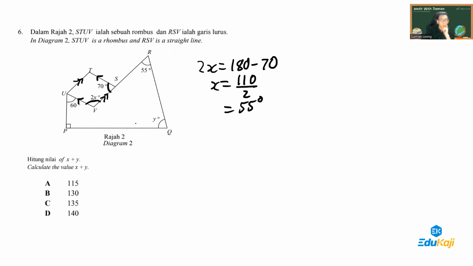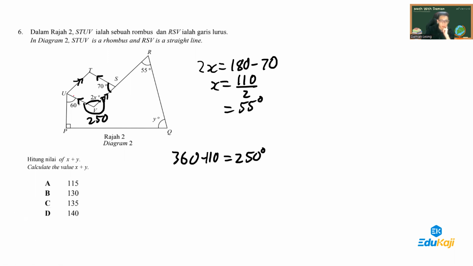So how do I find y? Since I know 2x is 110, I can get this angle here. 180 minus 110. Sorry, 360 minus 110, a full circle, is 250 degrees. So here is 250.